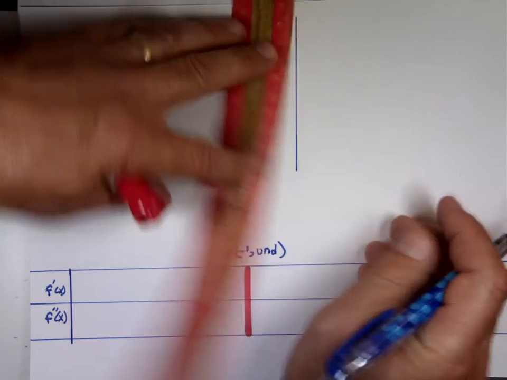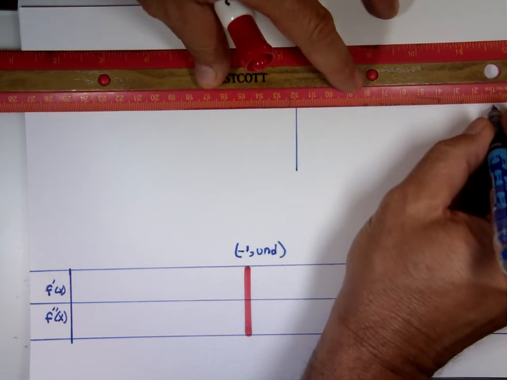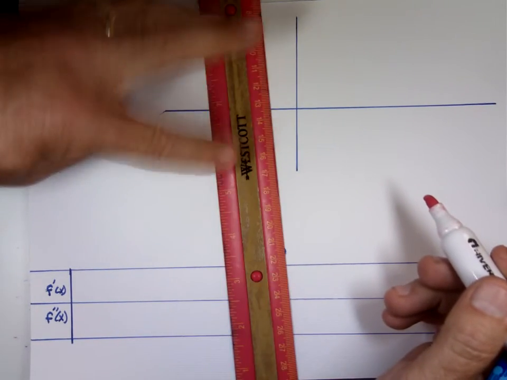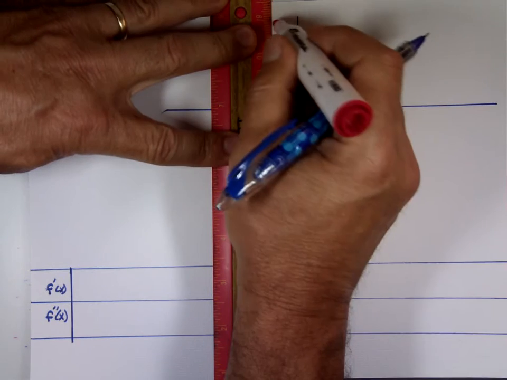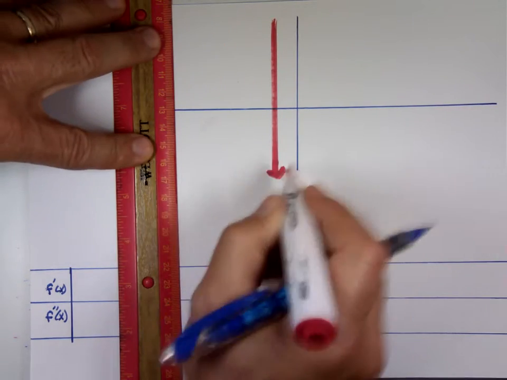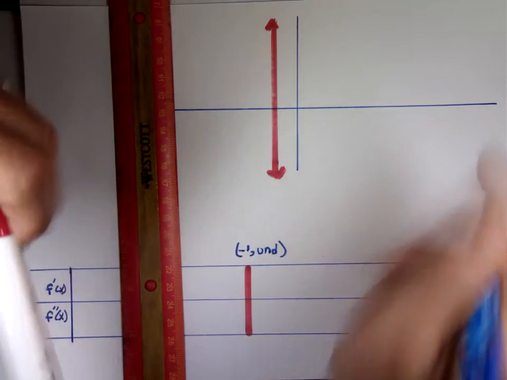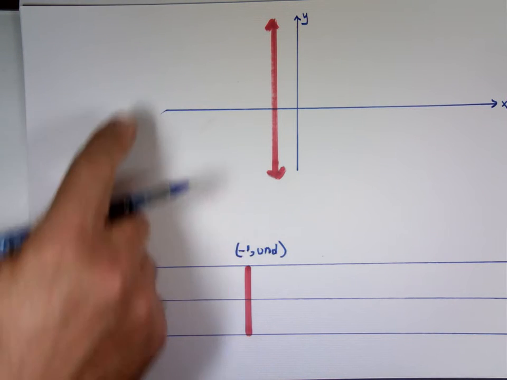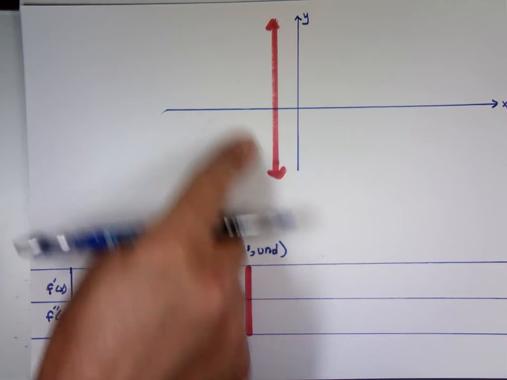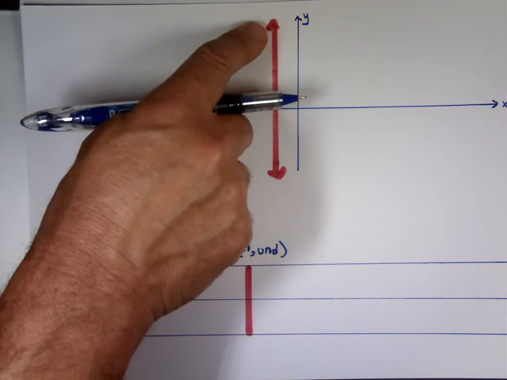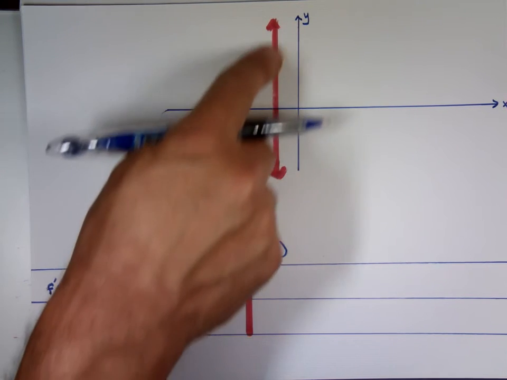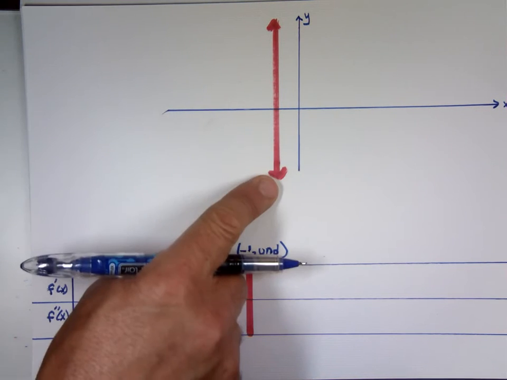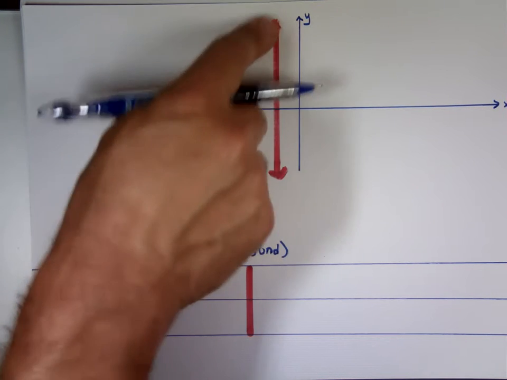If I go to graph that, this is the -1 right there, the vertical asymptote. As I approach this line, I'm going to go to plus infinity or to negative infinity. That's why I draw arrows, by the way. I draw an arrow up or down. If my function is decreasing, it's going toward negative infinity. If it's increasing, it's going toward plus infinity.